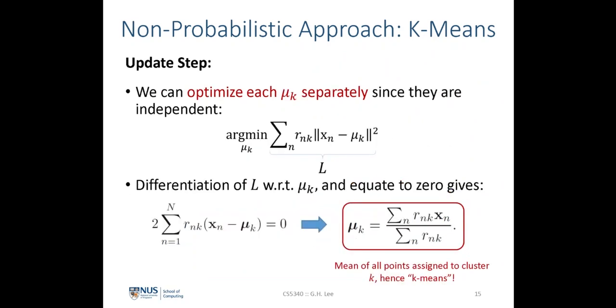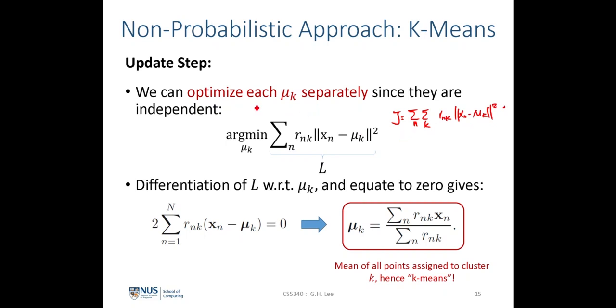Now in the update step, we can also easily optimize by looking at each one of the centroids separately. This is true because we assume that each data point is independent, and hence the centroids that govern the data points should also be independent. As a result, we will only look at the summation over n in the cost function that we have seen earlier. So J equals the summation over n, summation over k, rnk times the norm of xn minus mu k squared.